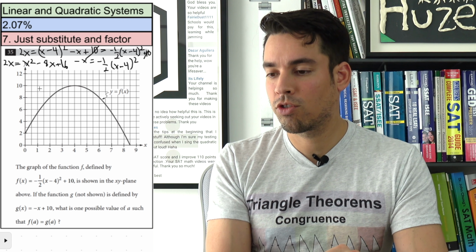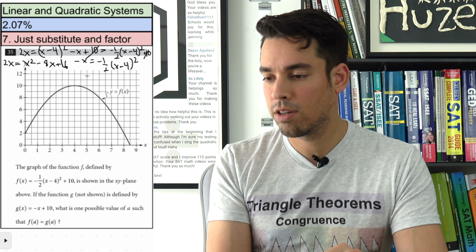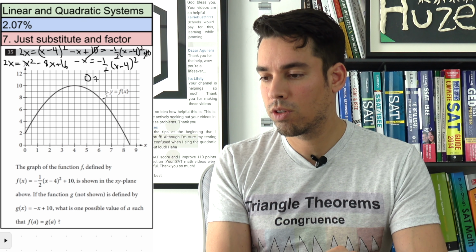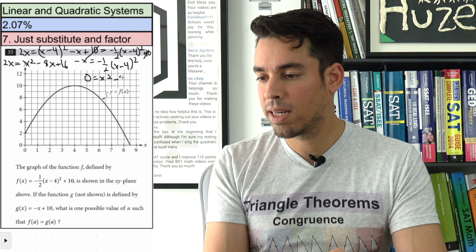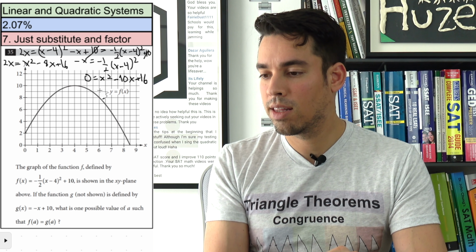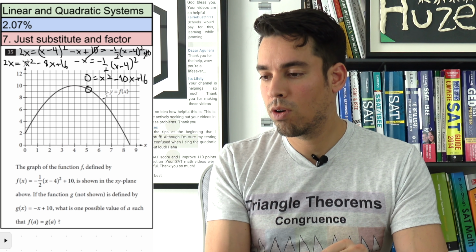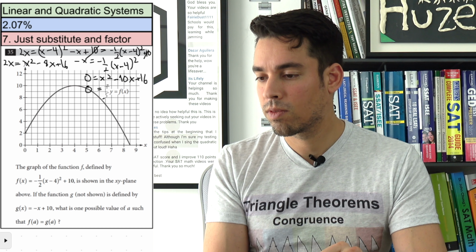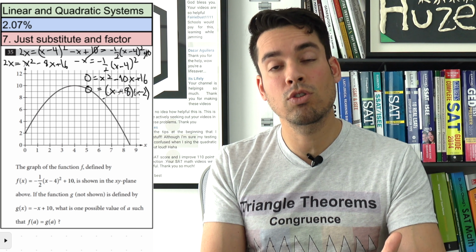Now I'm going to subtract 2x from both sides, set it equal to 0. I'll write it over here. We get 0 equals x squared minus 10x, since I'm subtracting that 2x, plus 16. And last but not least, let's factor. 0 equals (x minus 8)(x minus 2), right?